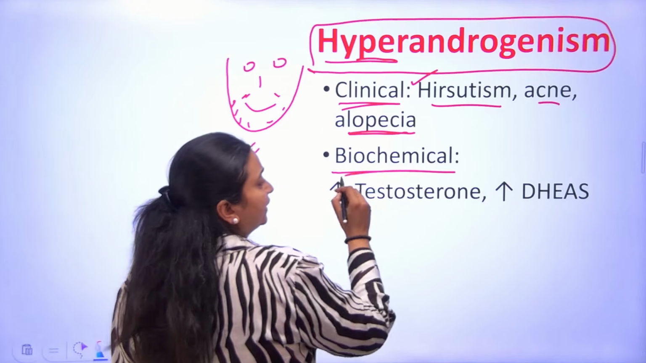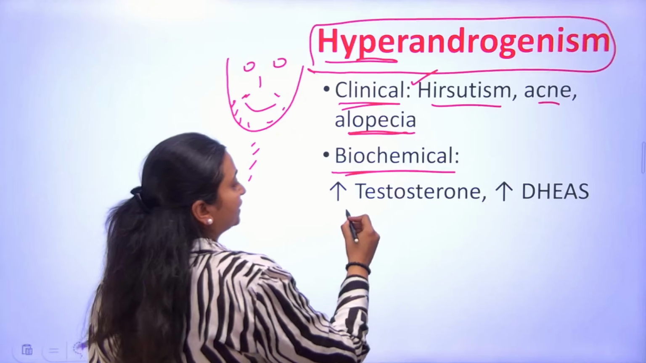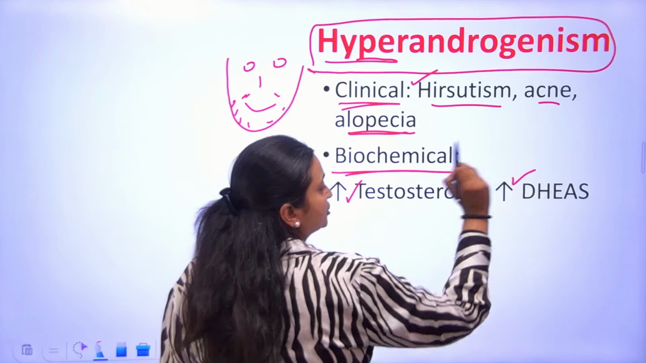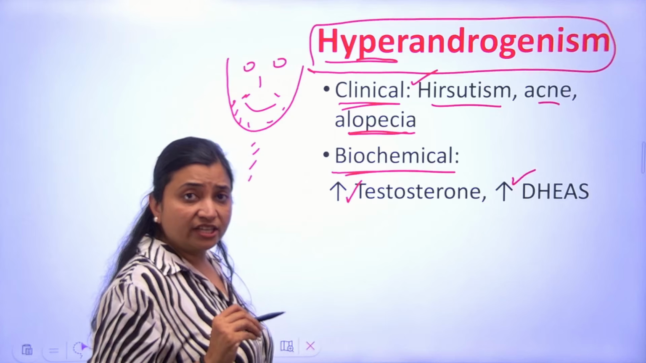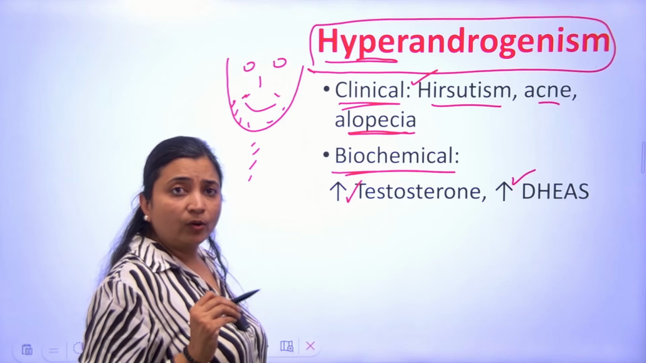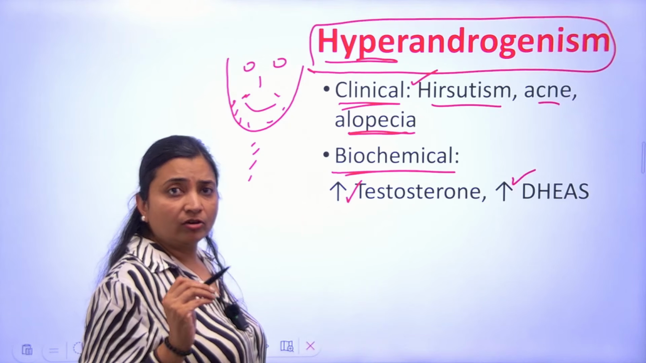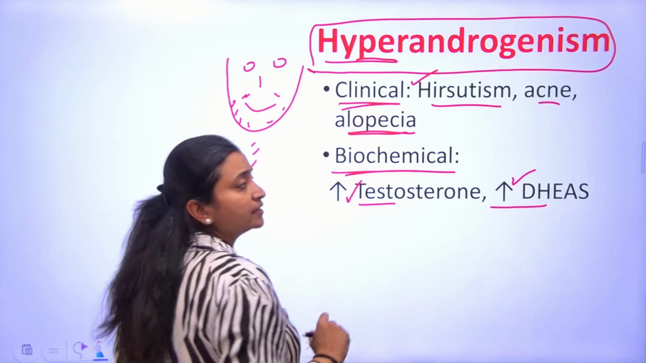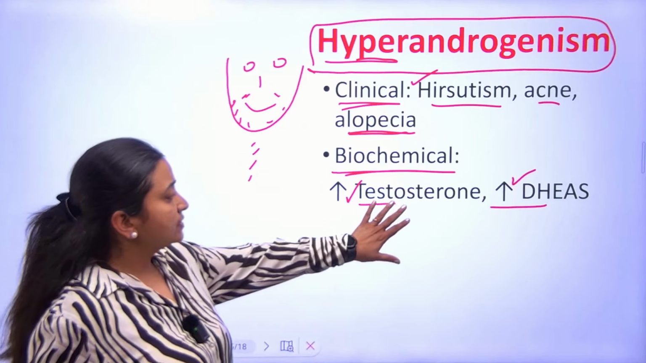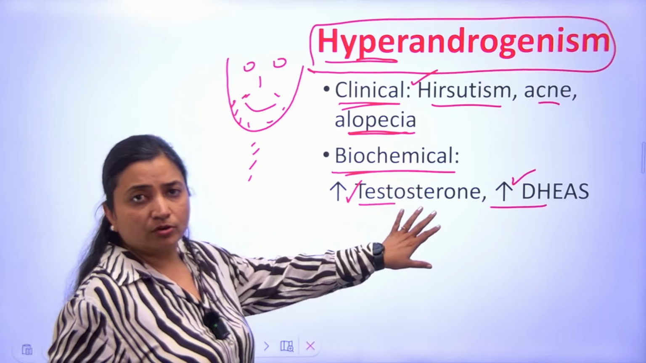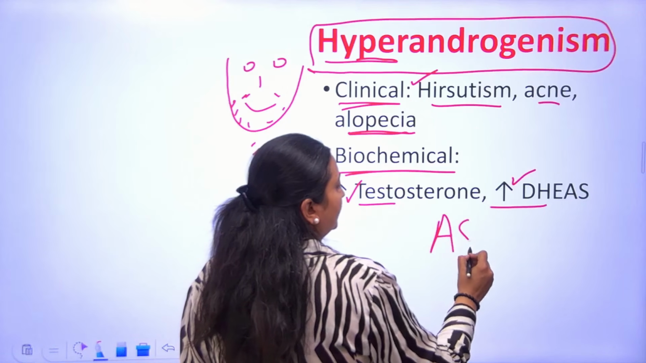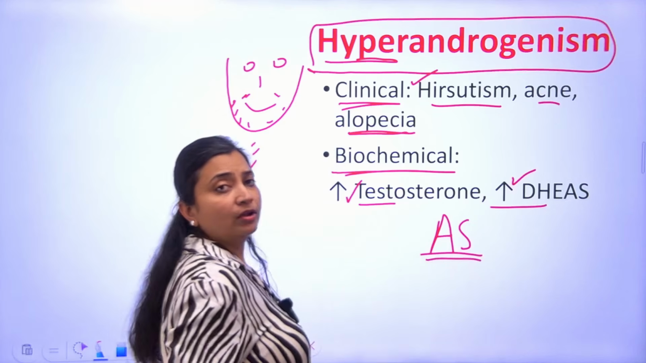Biochemically, by laboratory test, how do we know? Increased testosterone, increased DHEAS. What is DHEAS? Dehydroepiandrosterone sulfate. And these are the main androgens in our body, but most important is testosterone. And sometimes androstenedione is also elevated.